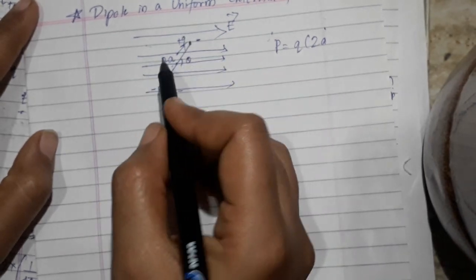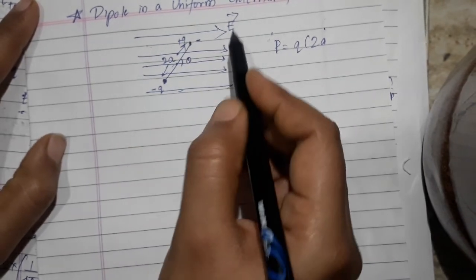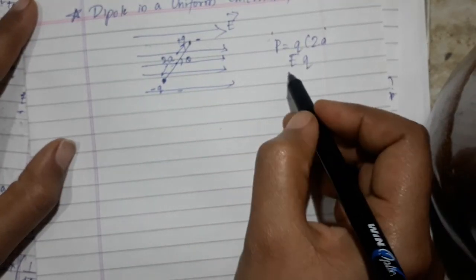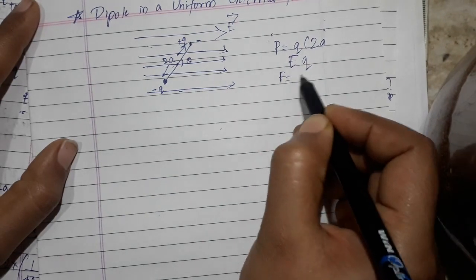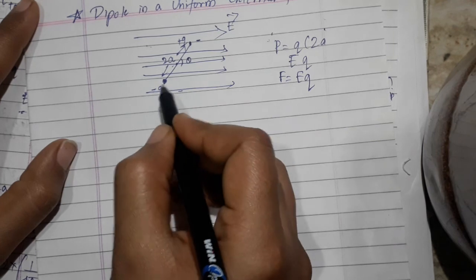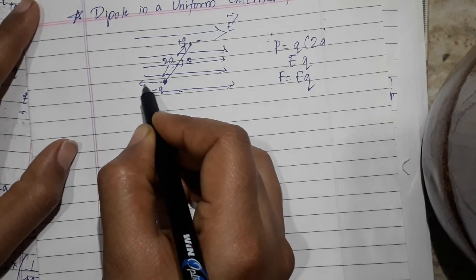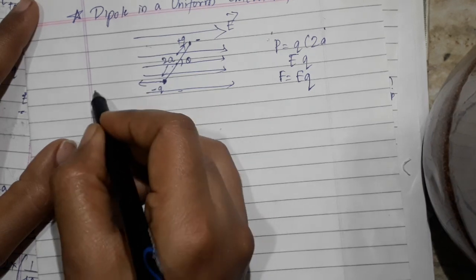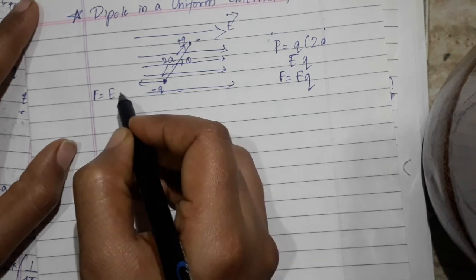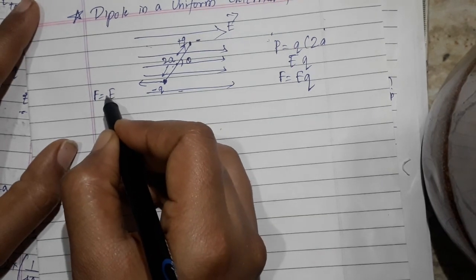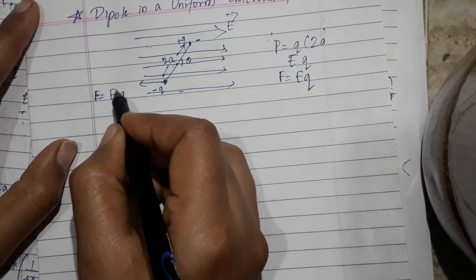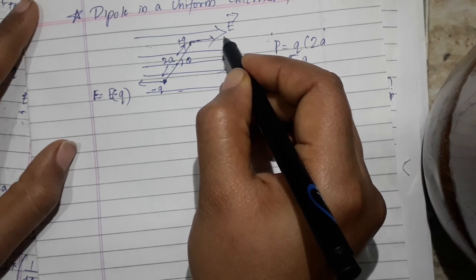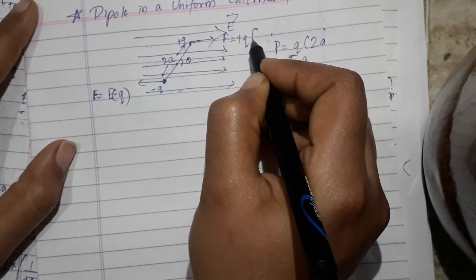The force experienced by the plus Q charge in the electric field: if you have an electric field E and a charge Q, then there exists a force F equal to EQ. Due to the minus Q charge, the force will be in this direction, F equal to E into minus Q, that is minus QE. The force due to the plus Q charge will be in this direction, F equal to plus QE.